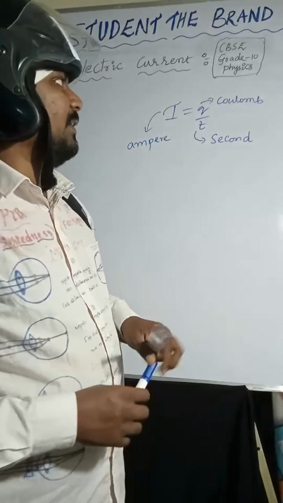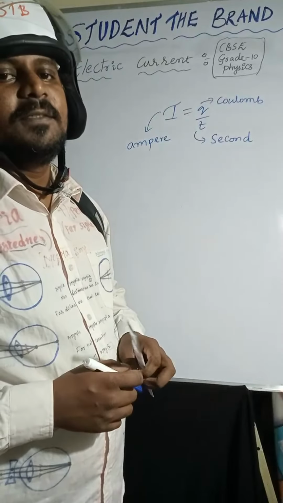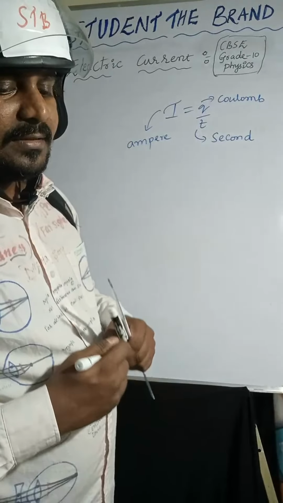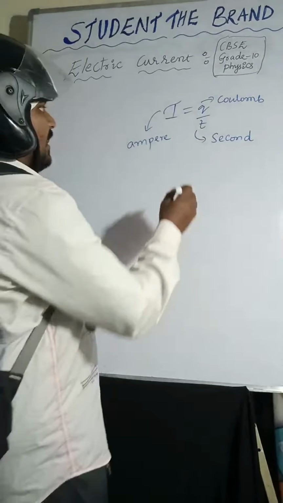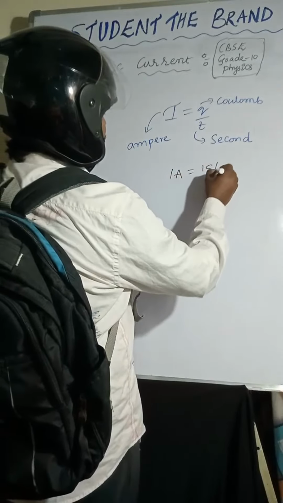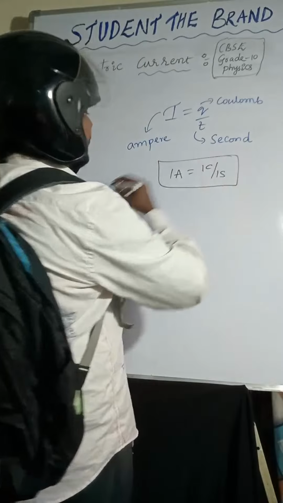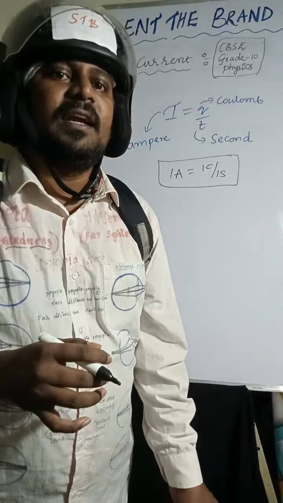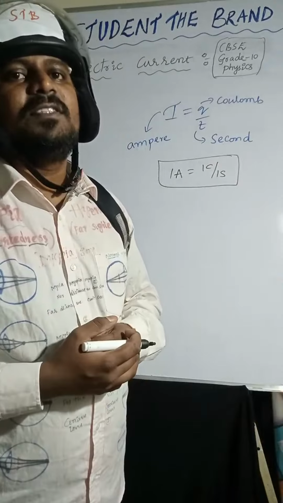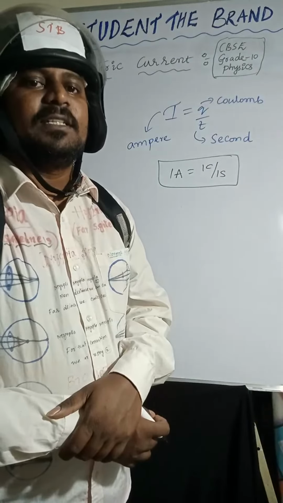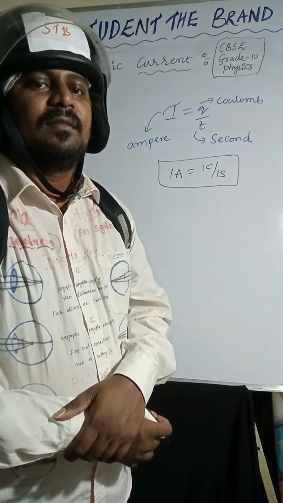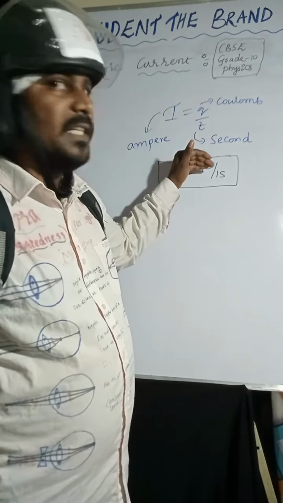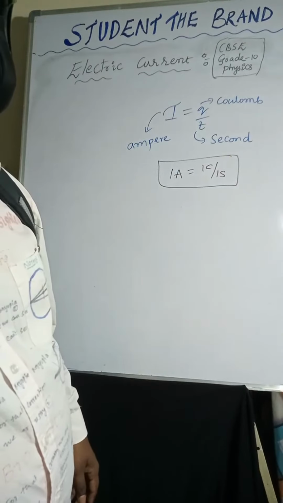I equal to Q by T. The rate of flow of charge is called electric current. 1 ampere is defined as 1 coulomb of charge flowing through unit cross-section area per second. That is called I equal to Q by T. The SI unit of current is ampere, the SI unit of charge is coulomb, and the SI unit of time is second.